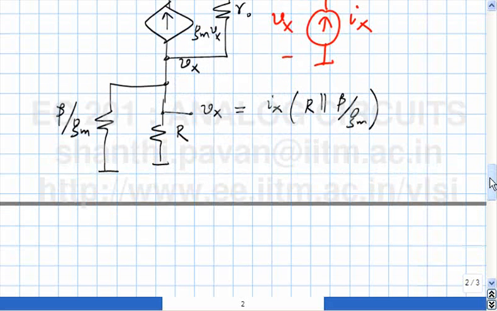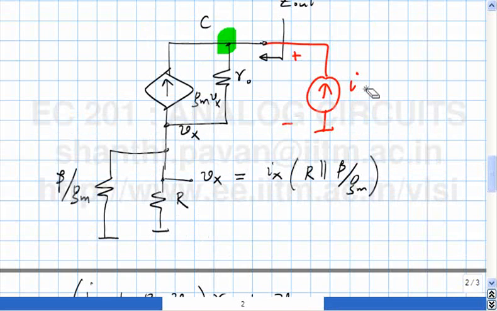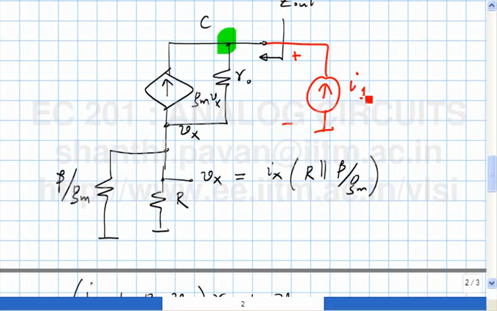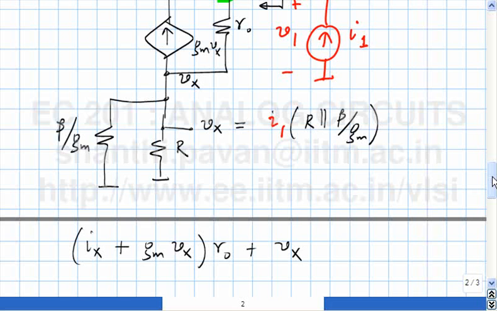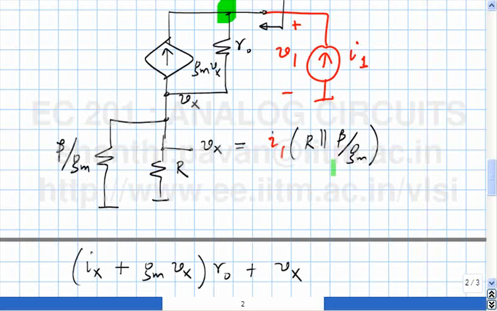The voltage drop across R0 is basically Ix plus Gm Vx times R0, plus Vx. Oh, sorry about this. I shouldn't have. Let me call this I1. Let me call this V1. Vx must be equal to I1 times R parallel beta by Gm. For those of you just joining the show, I had mistakenly named this node and this node by the same name, which is a stupid thing to do. Vx is basically I1 times R parallel beta by Gm.